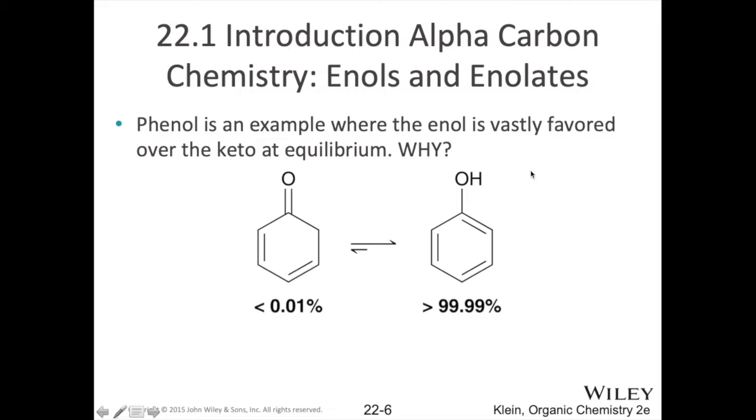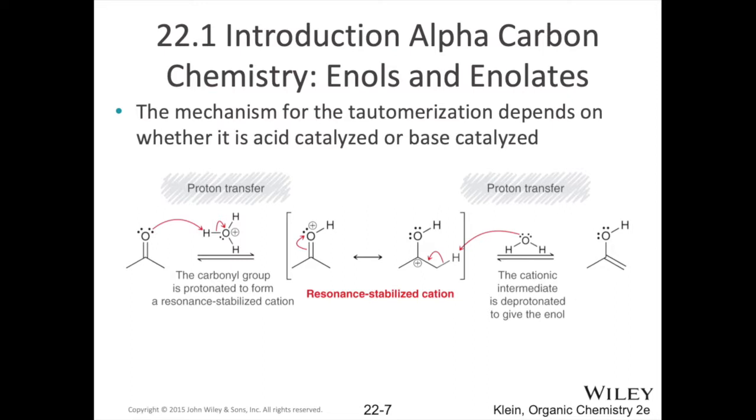Another good example of where the enol form is oddly enough preferred is with a phenol. With a phenol, having the aromatic ring over here makes up for the loss of that stable ketone. All right, so I mentioned that this is catalyzed by any acid or base present. So let's go through how basically ketones and aldehydes tautomerize into enols.